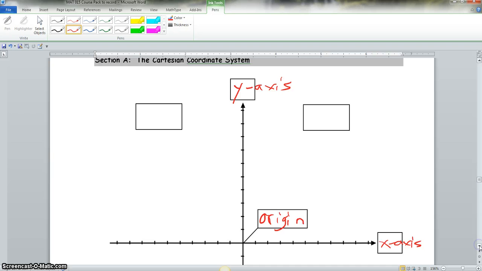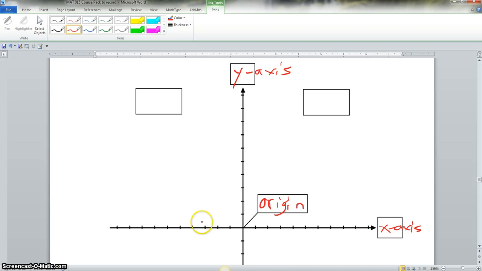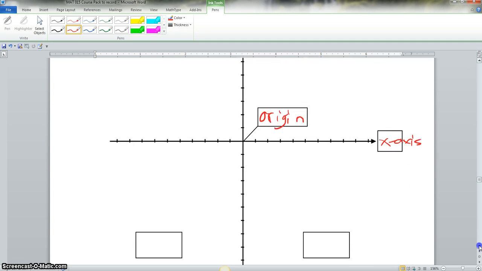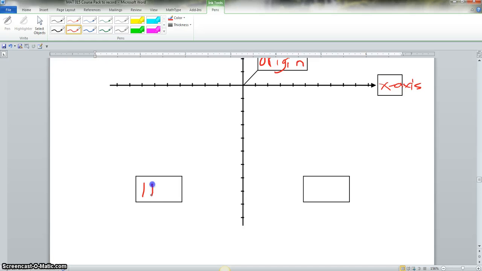Okay, now this graph here is broken up into quadrants. This is quadrant 1. This is quadrant 2. Now we scroll down here. This is quadrant 3. And finally, this is quadrant 4.